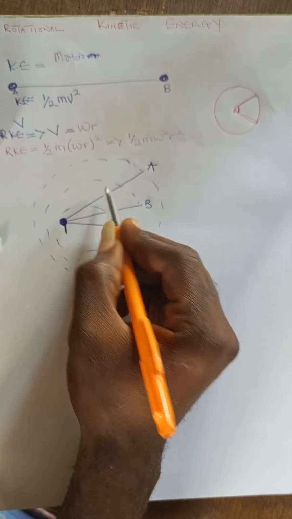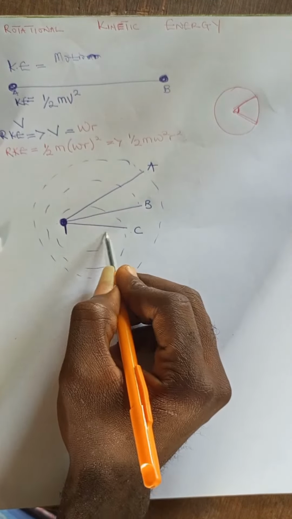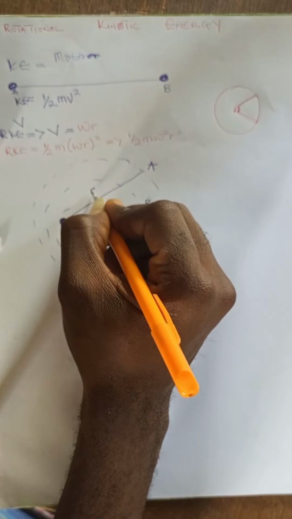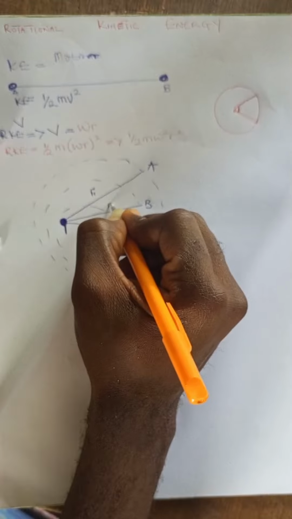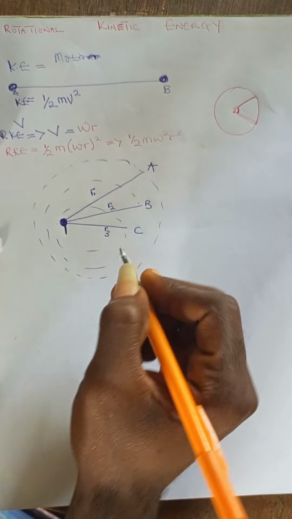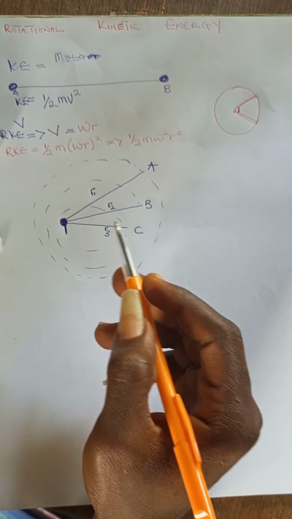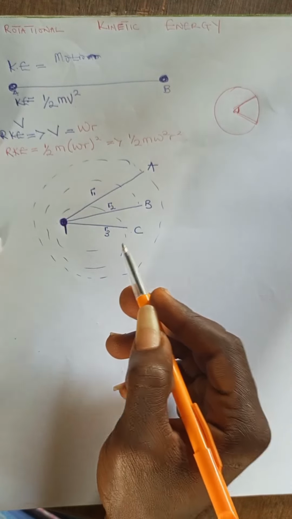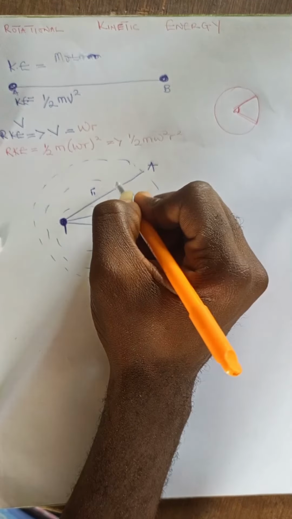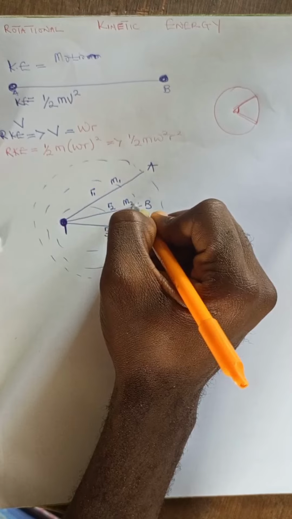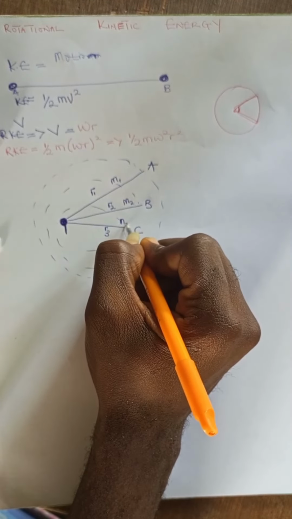So this one has a different radius, this one has a different radius, this one has a different radius, because they are different sizes. So this radius, we can call it R1, the radius of this one R2, the radius of this one R3. Because they are three different particles, surely their masses will also be different. So the mass of this one will be M1, the mass of this one will be M2, the mass of this one will be M3.